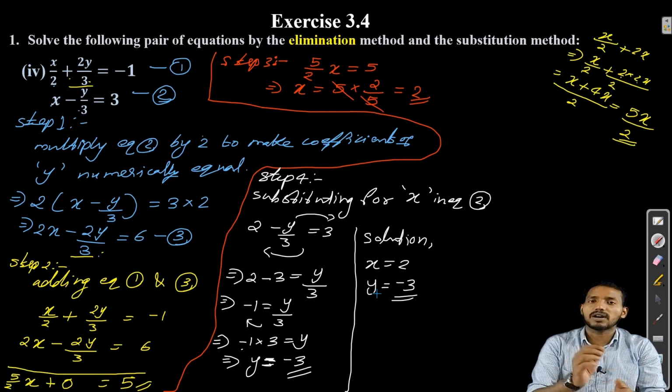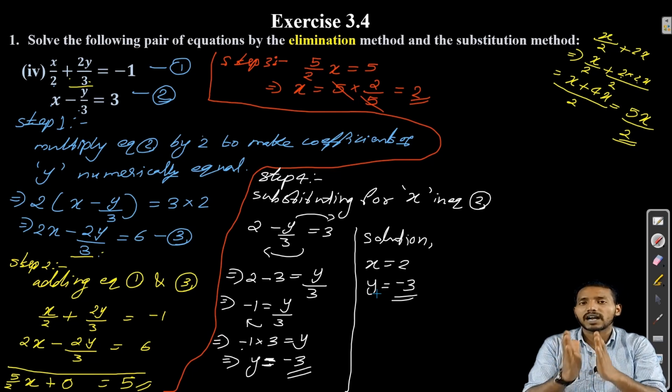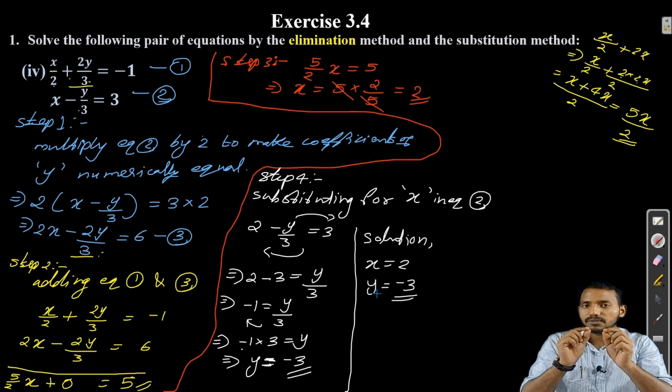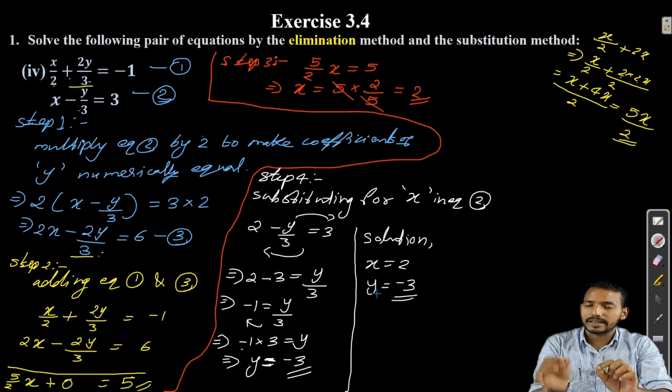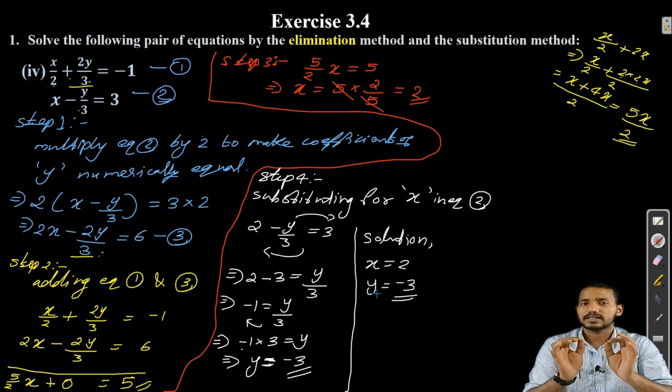After eliminating one variable, you will get an equation in one variable. Solve that equation to get the value of that variable. After getting the value, just substitute the value of the variable so obtained in either of the original equations to get the value of the second variable. That's all about the elimination method.